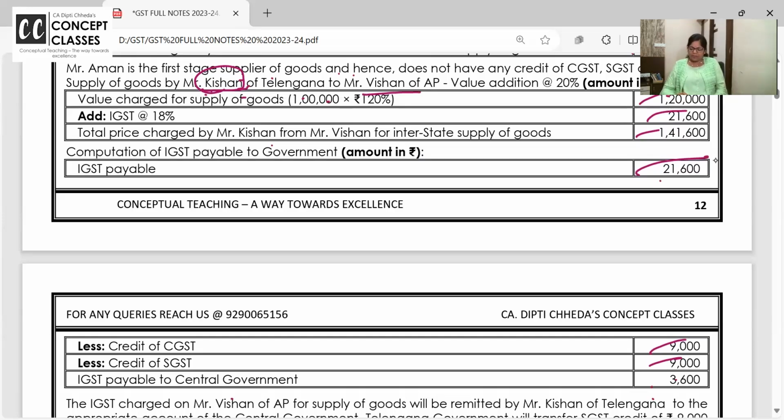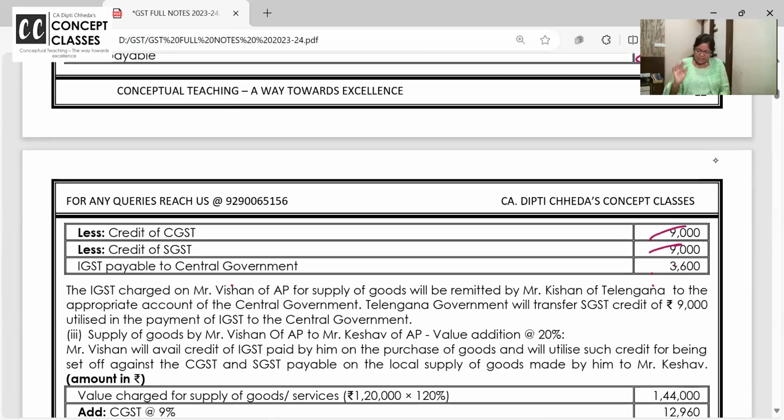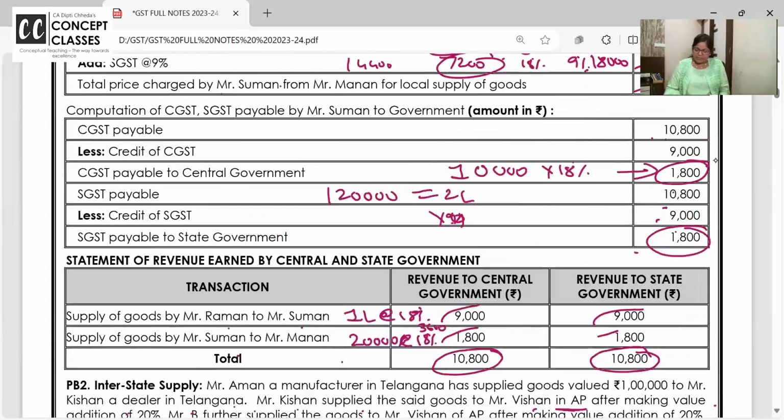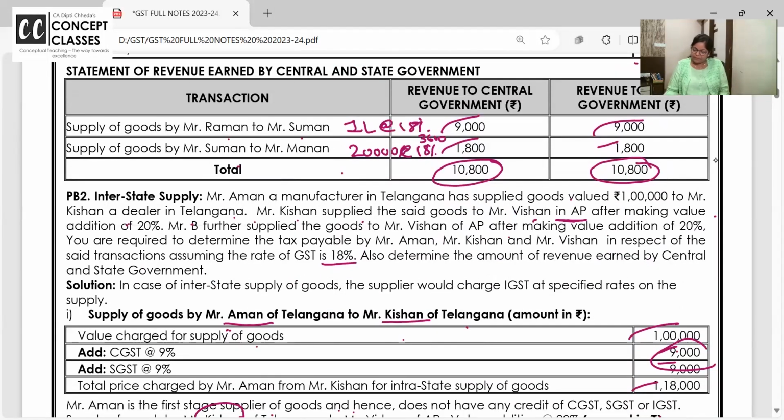Is everyone clear till here? Right. Last part now. This was K to V of Andhra Pradesh. Now the third part. Mr. K further supplied the goods to Vishen after making value addition. And you are required to calculate the tax for Aman, Kishan and Vishen.